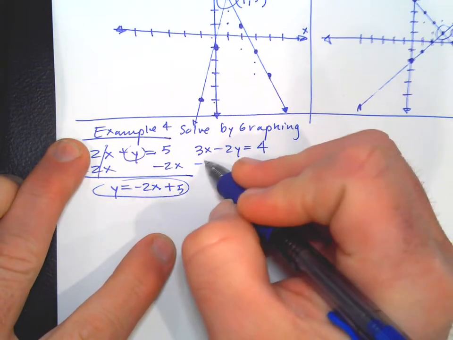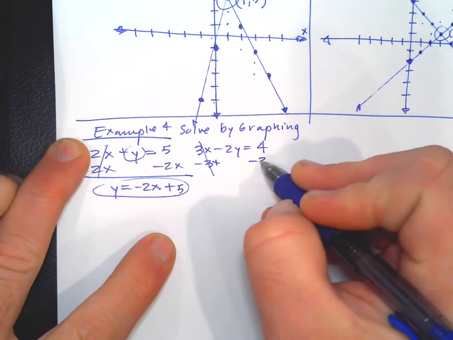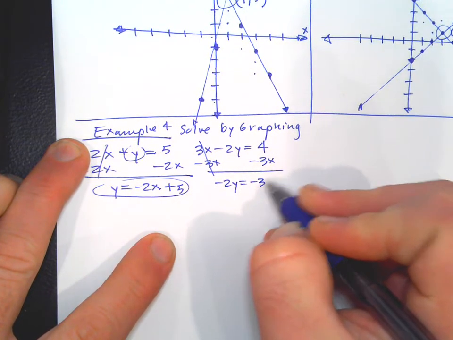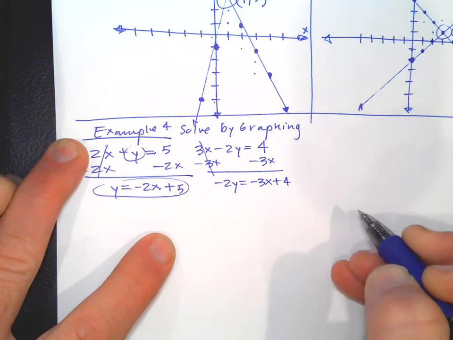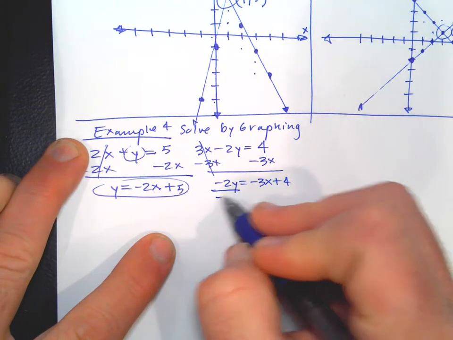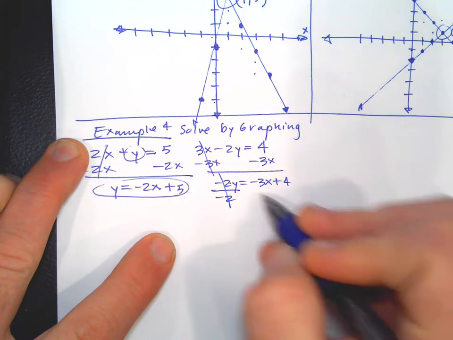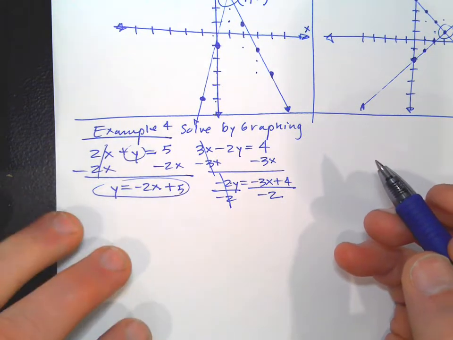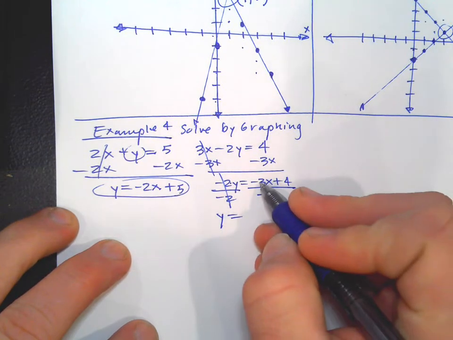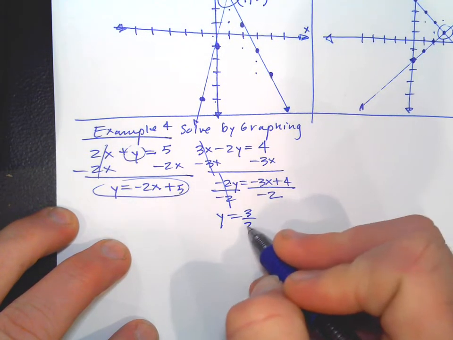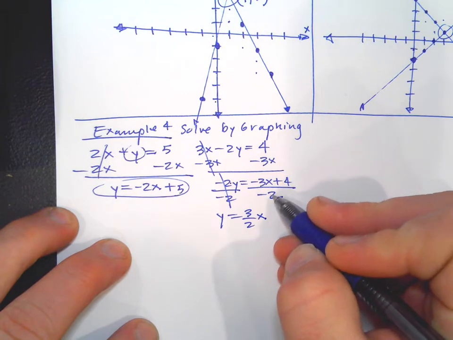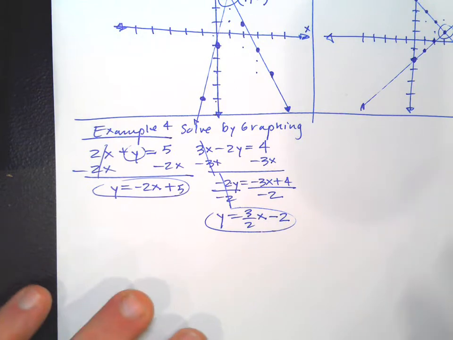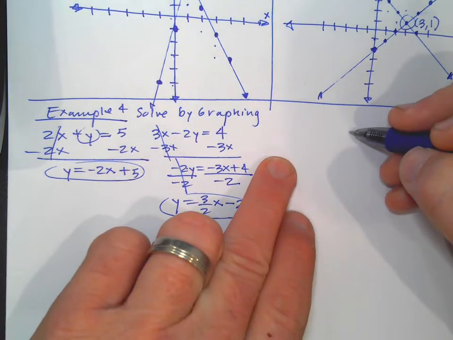This one, we're going to subtract 3x from both sides. Negative 2y equals negative 3x plus 4. We're going to divide both sides by negative 2. Undo the multiplication. You got to divide everything by negative 2. Multiplication and division have to be distributed. So we get y equals, now negative 3 over negative 2 is positive 3 over 2. But then the 4 gets divided by negative 2, so that's a minus 2. So that's in slope-intercept form. So that's what we're going to graph.